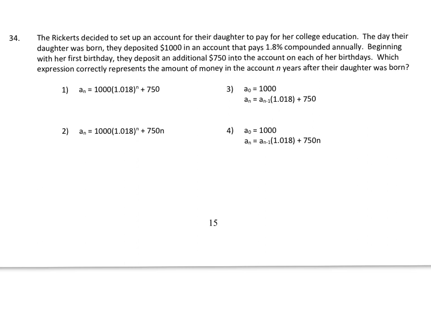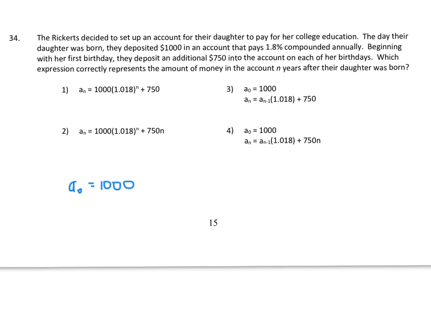Okay, so this one says that the day their daughter was born, they deposited $1,000 into an account that pays 1.8% interest compounded annually. Basically, the day their daughter was born would represent A sub 0. A sub 1 would represent her first birthday, right? How much is in the account after 1 year has passed. So that's what we have so far.